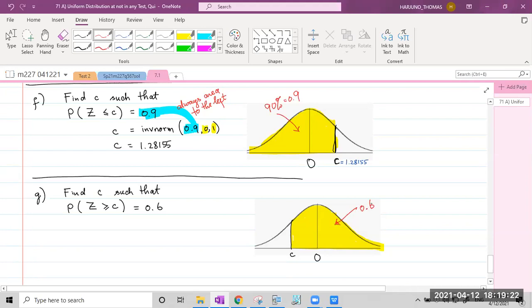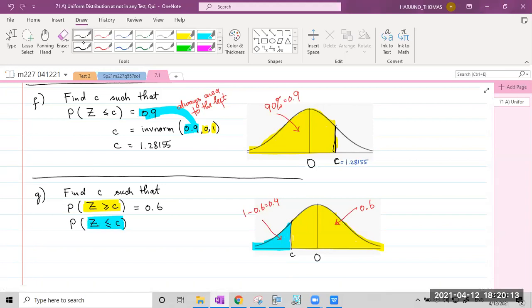Again, our calculator cannot find the Z-score if the area is to the right. You need to make it area to the left before you use your calculator. If the area to the right is 60%, 0.6, what will the area to the left be? 1 minus 0.6, which is 0.4. That implies the probability that Z, the standard normal distribution, is less than or equal to c, the blue part, is equal to 0.4. You need to do that adjustment first.